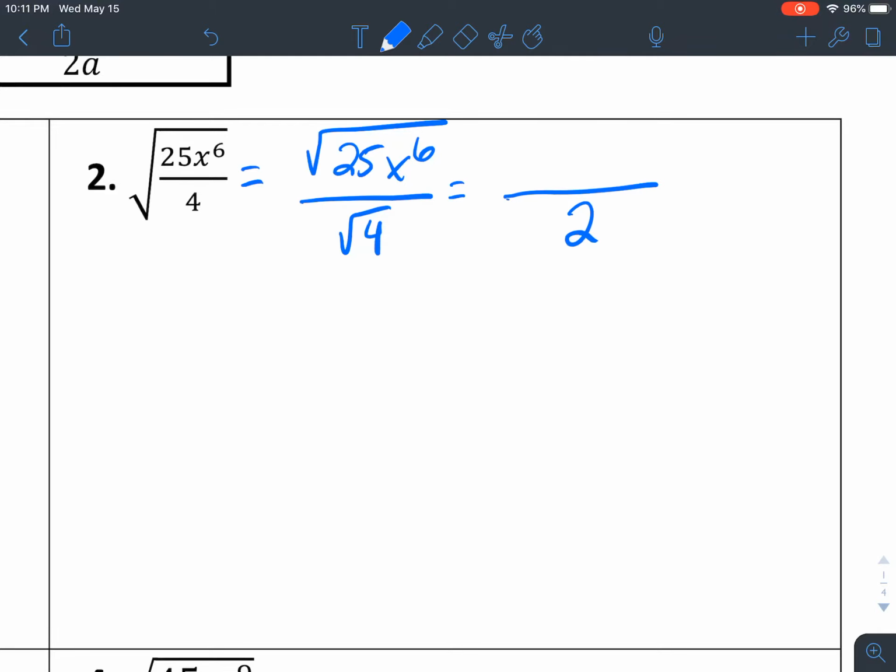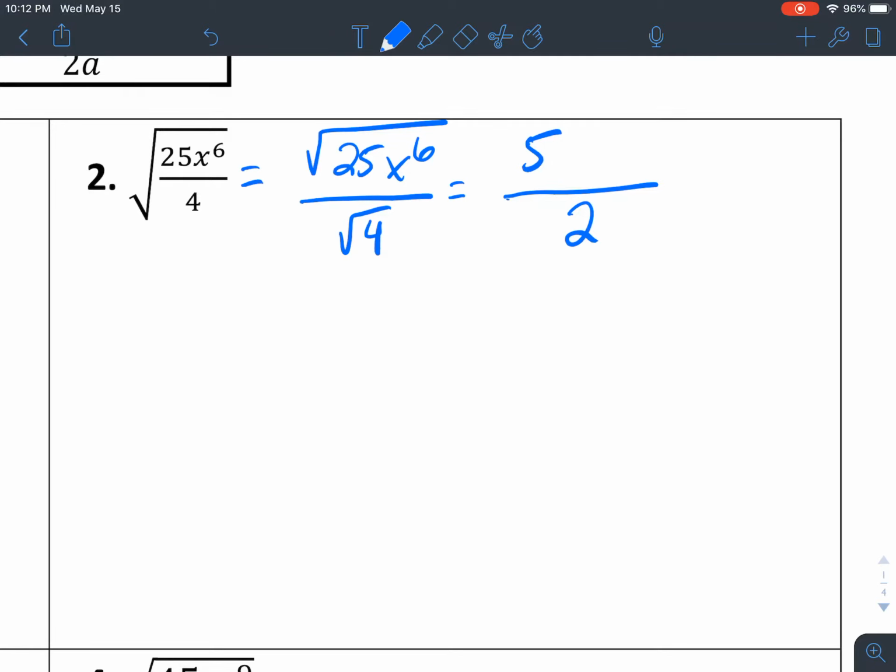For my numerator, my square root of 25x to the 6th, I'm going to treat my numbers and my variables separately. I'm going to just keep them separate. So for my square root of 25, if I split that up into just the square root of 25 times the square root of x to the 6th, square root of 25 is just 5. I guess 5 times itself is 25.